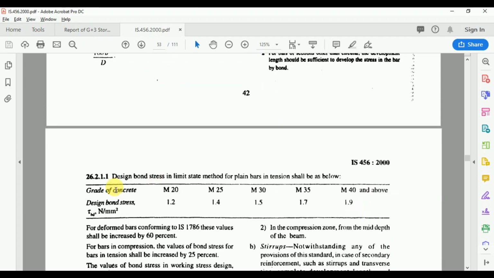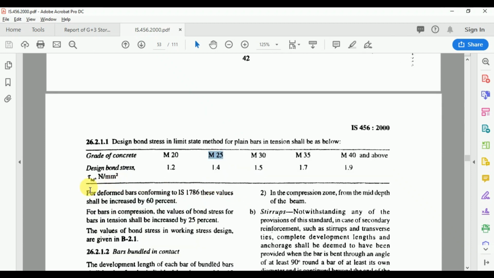So here you can see we need to calculate the value of τbd, that is the design bond stress. It is given with respect to the grade of concrete. For M25 grade of concrete, we need to consider the τbd value as 1.4. But here you can see we have a note that for deformed bars, that is HYSD bars, we need to consider the value increased by 60%. Hence 1.4 into 1.6 is the value of τbd.